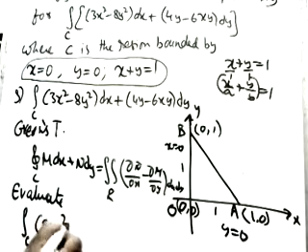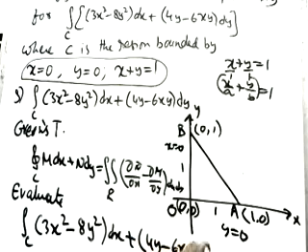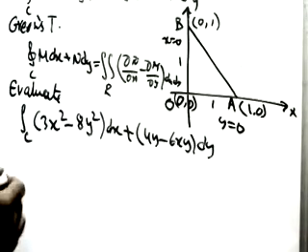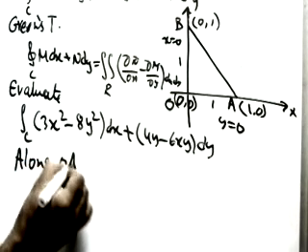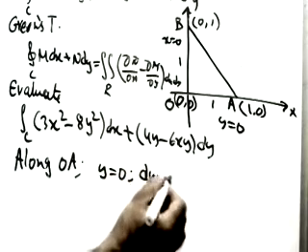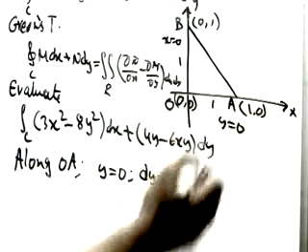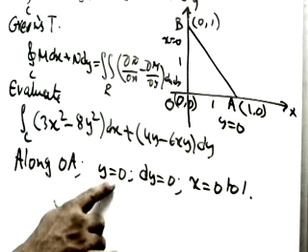This is the curve integral of 3x square minus 8y square dx plus 4y minus 6xy dy. Let me solve this one by one. First let me go along OA. What is the equation of OA? y equals 0, therefore dy will also be 0. Now x goes from 0 to 1.